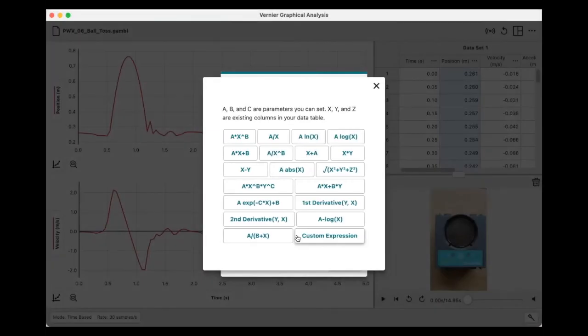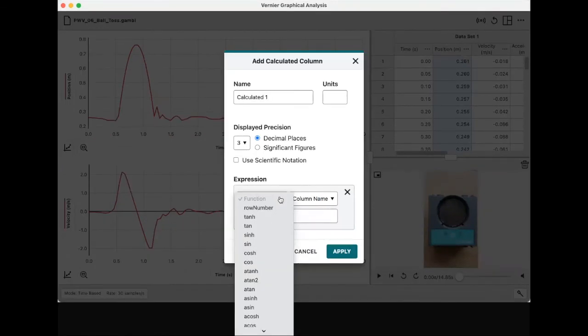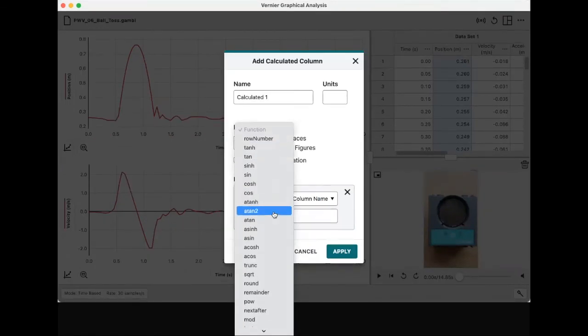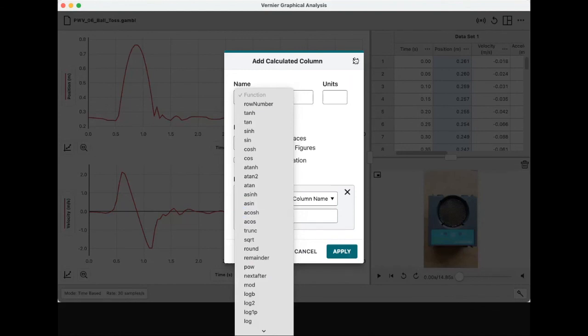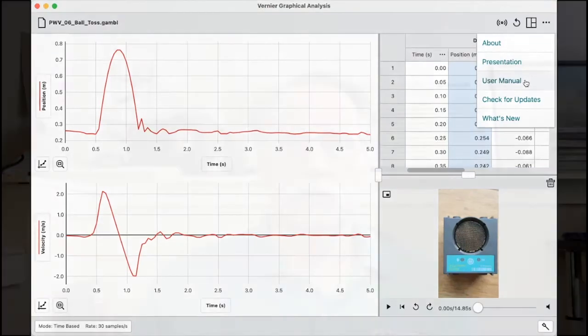The most advanced users may want to utilize the functions that are available under custom expression. So if you go here and click on function, you'll see the list of over 30 different mathematical functions that can be used when doing calculated columns. For a more detailed guide on how to use the functions in Graphical Analysis Pro, I would refer you to the user's manual, and it's available online by going to the upper right corner of Graphical Analysis Pro, clicking there, and it will take you to a link where you can download the user's manual from the website.